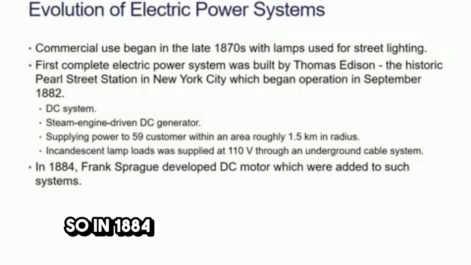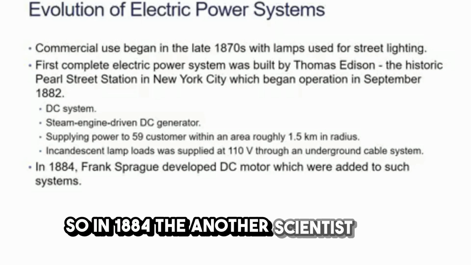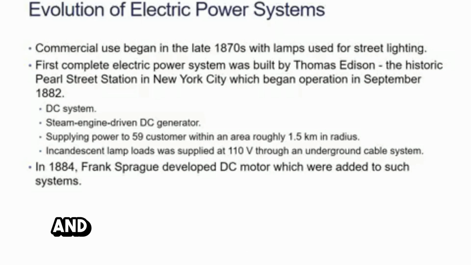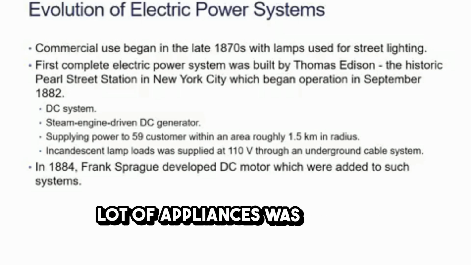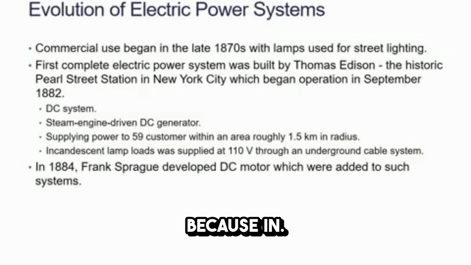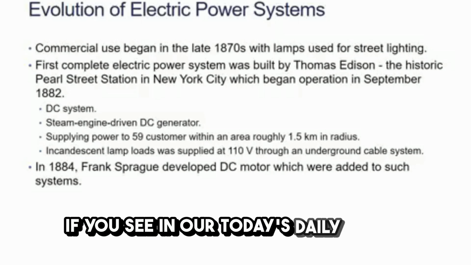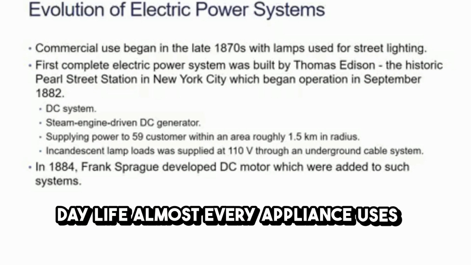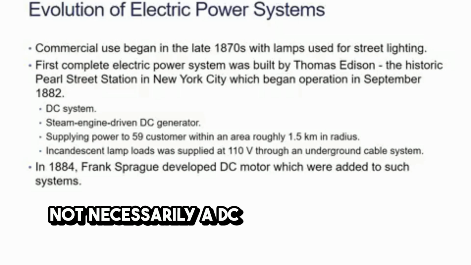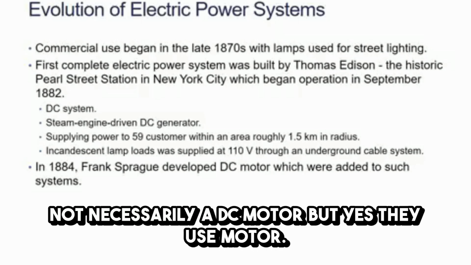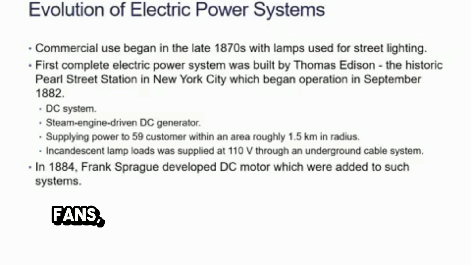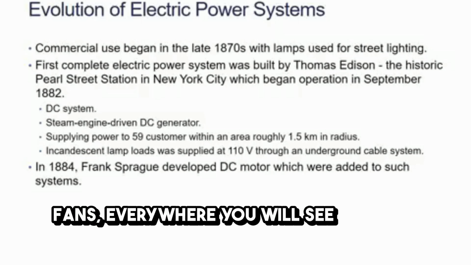So in 1884, another scientist named Frank Sprague developed the DC motor, and after its development, a lot of appliances started developing. If you see our day-to-day life today, almost every appliance uses a motor, not necessarily a DC motor, but yes, a motor. Even your air conditioner, refrigerator, fans, everywhere you will see a motor.